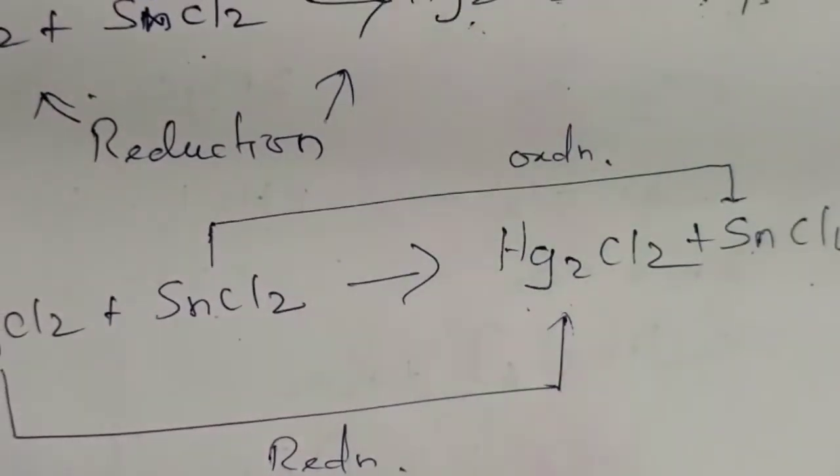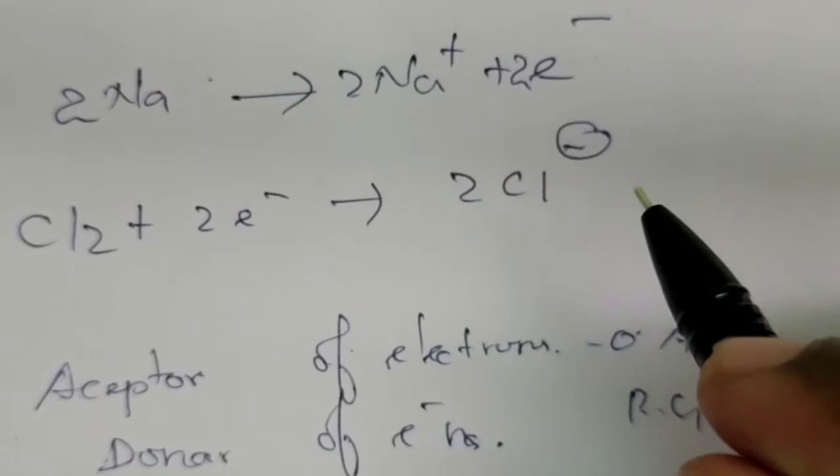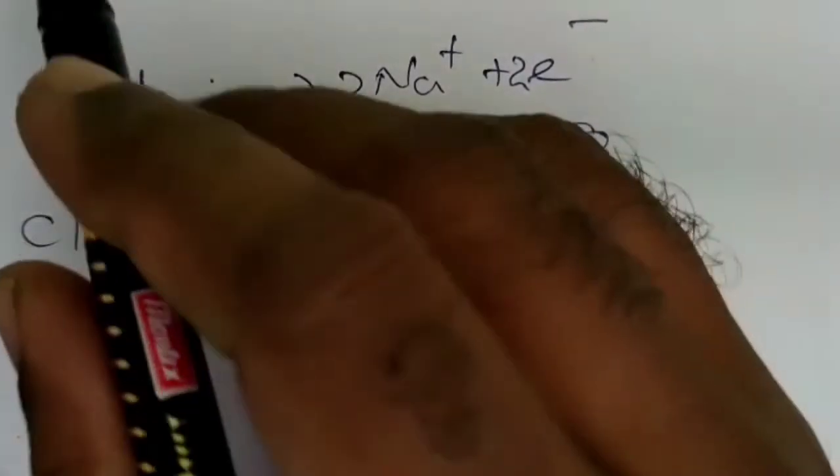That means in a particular single reaction both oxidation and reduction take place simultaneously. Such a process is called redox reaction. A redox reaction is a process in which both oxidation and reduction take place simultaneously. Here is another example of oxidation reduction, that is, redox reaction.